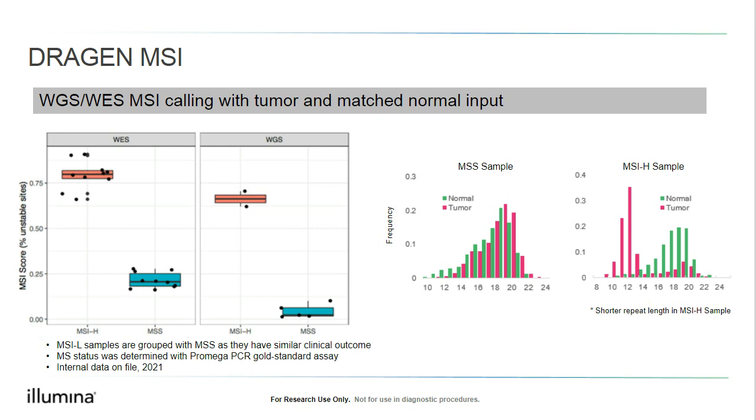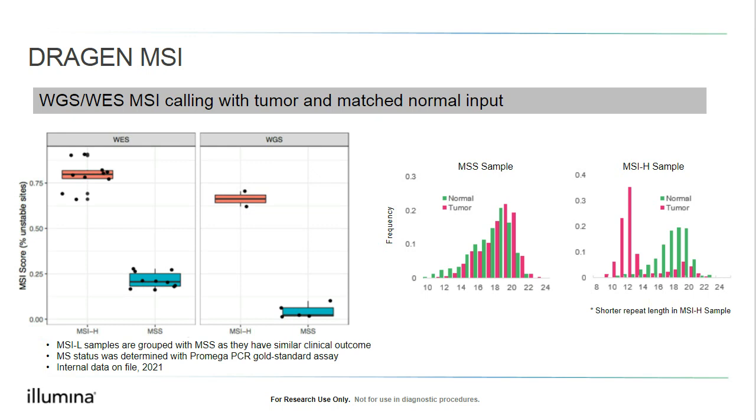On the y-axis, we are showing an MSI score, or a percentage of the unstable sites. In red is where we are indicating MSI-H, which is basically MSI high or unstable sites, and in the greenish or bluish plot over here, we are showing MSS, which is basically MSI stable or MSI low sites.